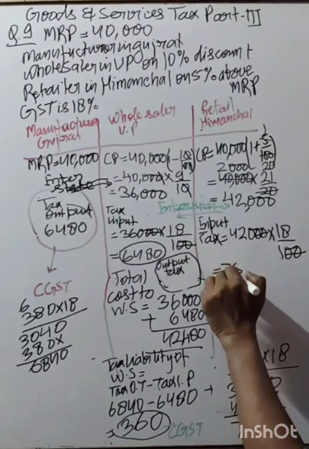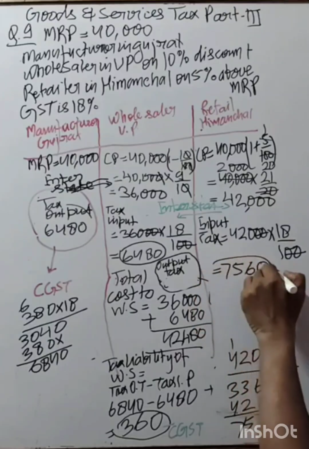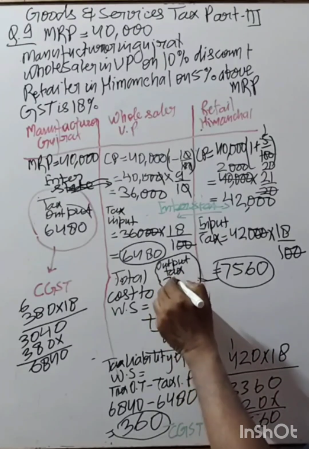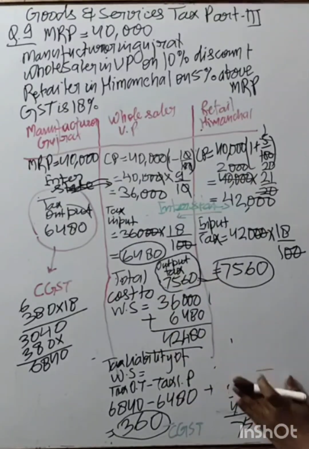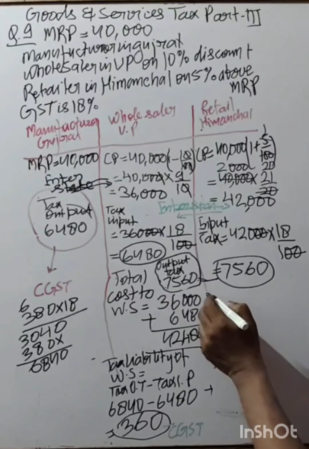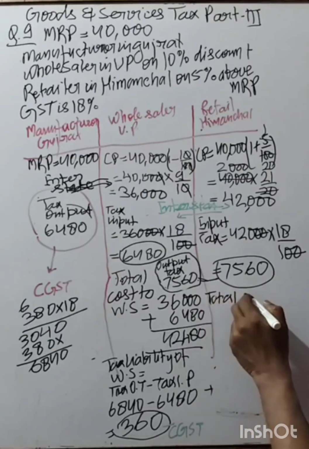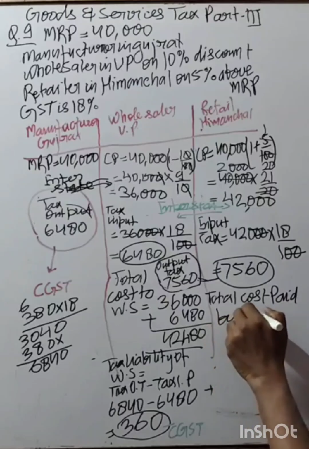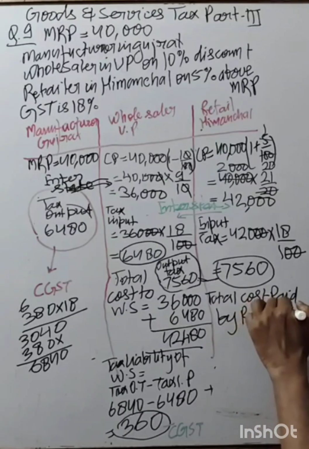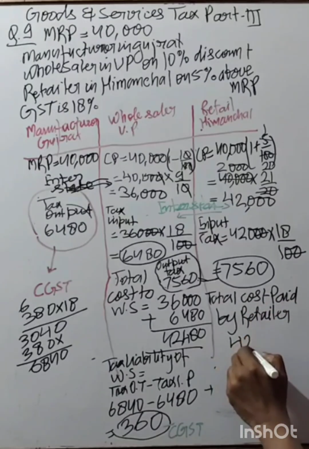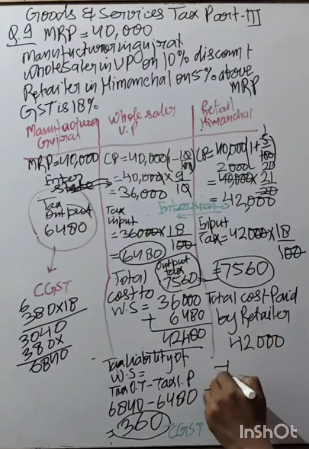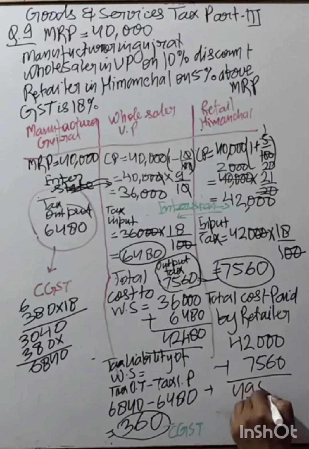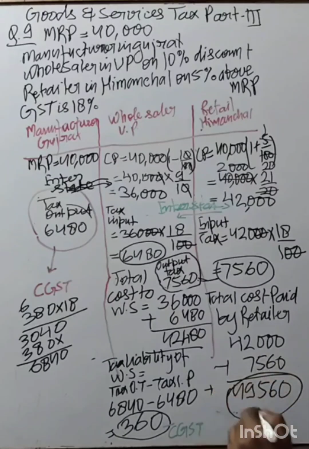$7,560. So output tax is 7,560, right? Now total cost paid by retailer, that is 42,000 plus 7,560, so it becomes 49,560. So this much he will pay.